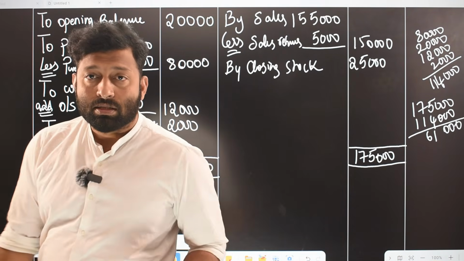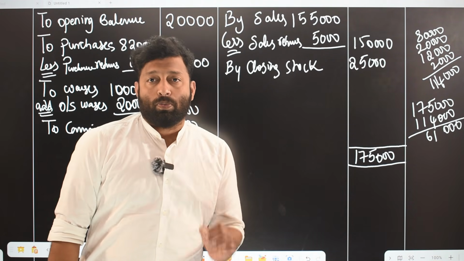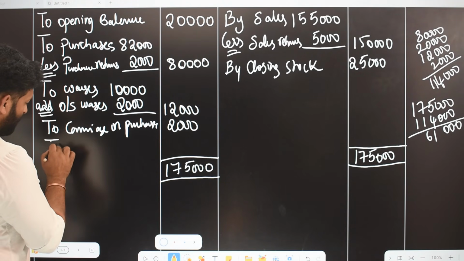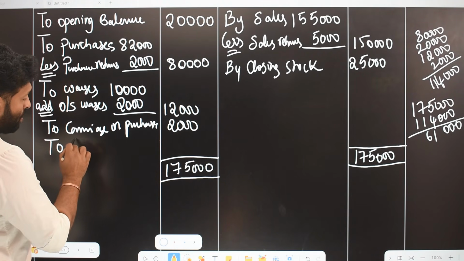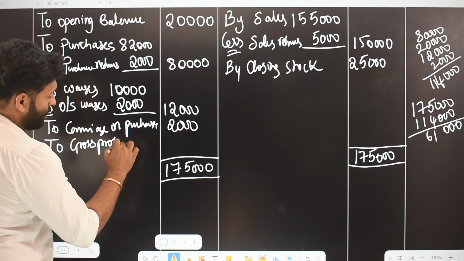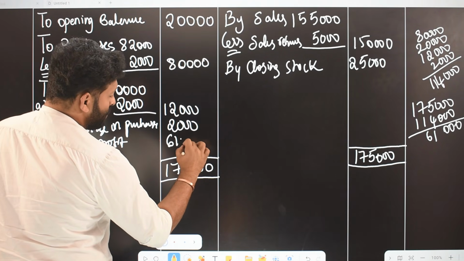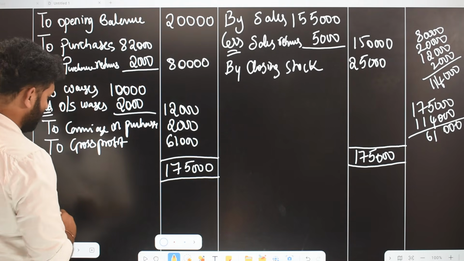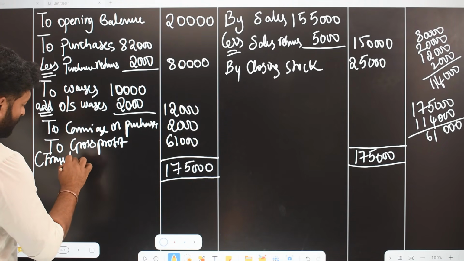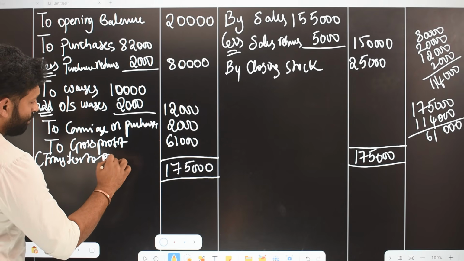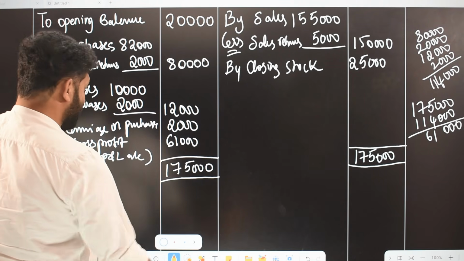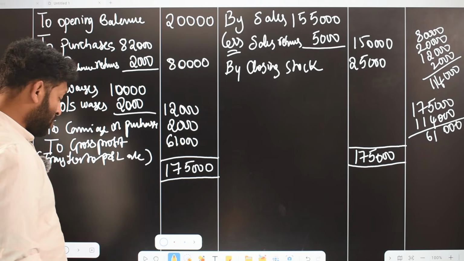Which profit is it? It is a gross profit, before deducting operating expenses and taxes. Gross profit 61,000. Yeah, transfer it to profit and loss account. Now write this on the credit side of profit and loss account.